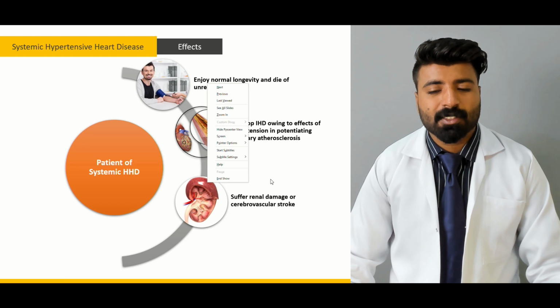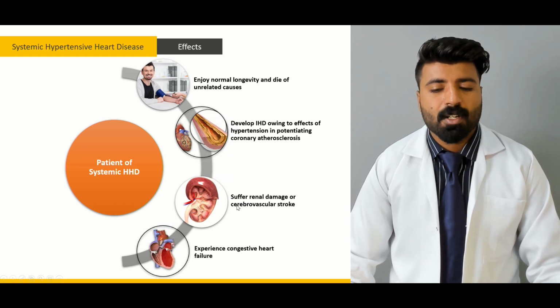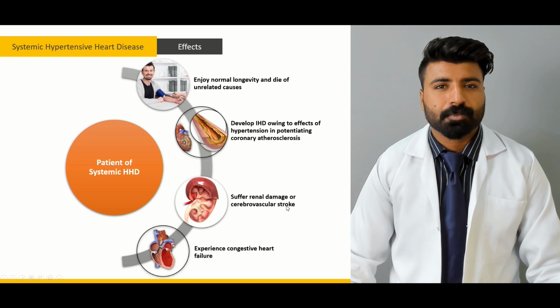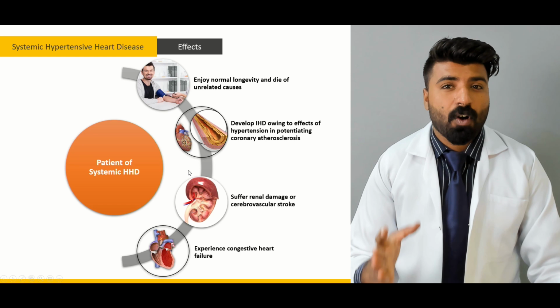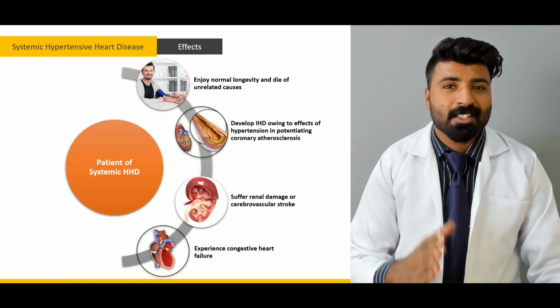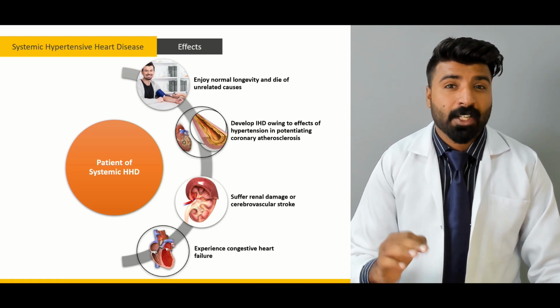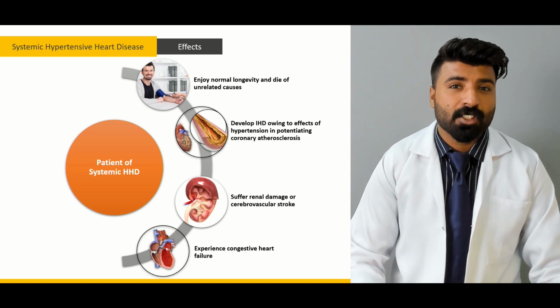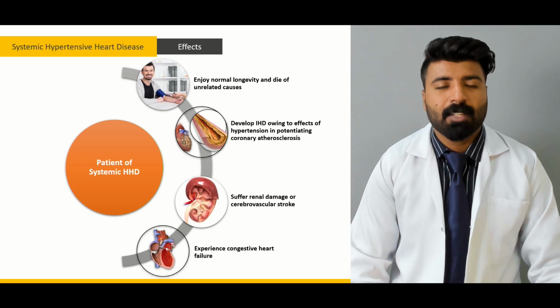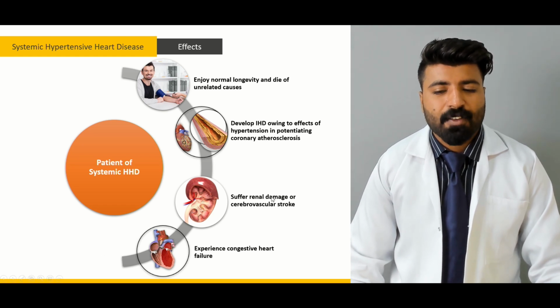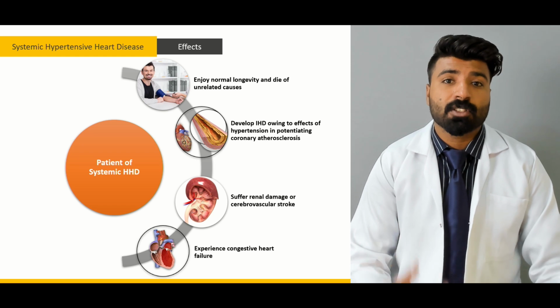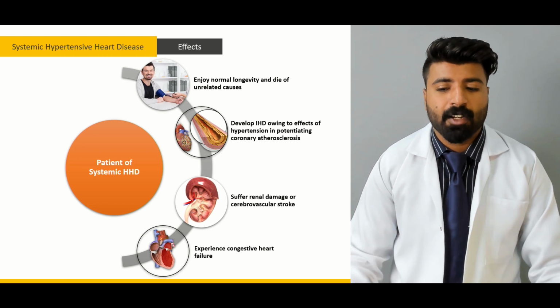Next on, we know that they suffer renal damage or cerebrovascular stroke. We just talked about which organs suffer end organ ischemia. We talked about kidneys and brain being major organs to suffer end organ ischemia. So if kidneys are being affected, they suffer renal damage, they're going to hyperperfusion, and if it's sustained for a long time, they're going to kidney failure.